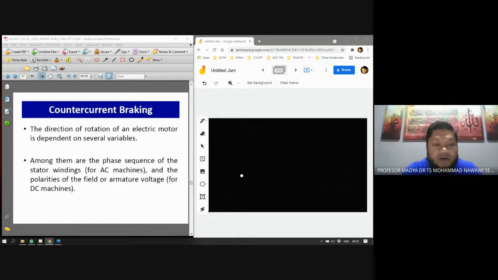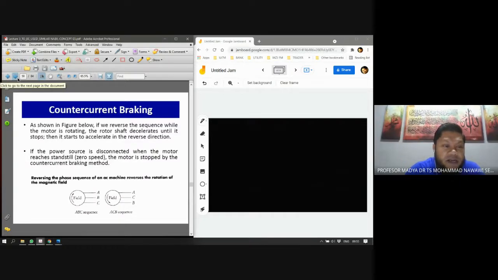The direction of rotation of an electric motor is dependent on several variables. Among them is the phase sequence of the stator windings. So in order for you to control the motor, there are a few variables. As a three-phase AC machine, there is the ABC phase sequence, or it can be ACB. Positive sequence is ABC, red, yellow, blue. Or you can also have the negative sequence, which is red, blue, yellow, or ACB. This will actually change the direction of rotation of your motor.